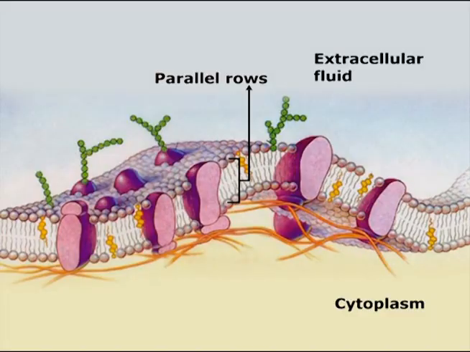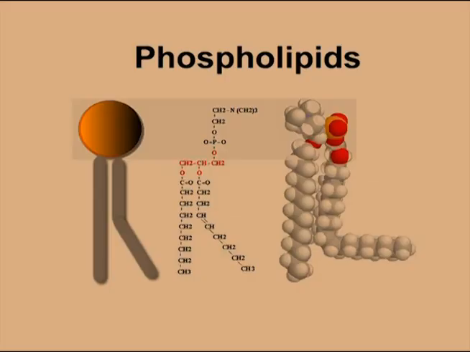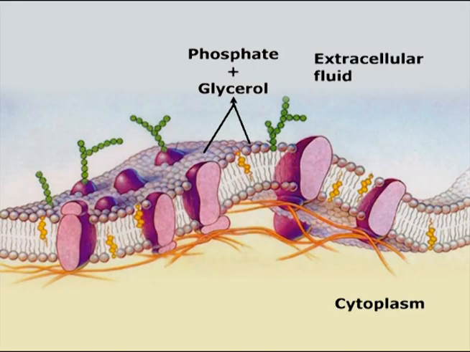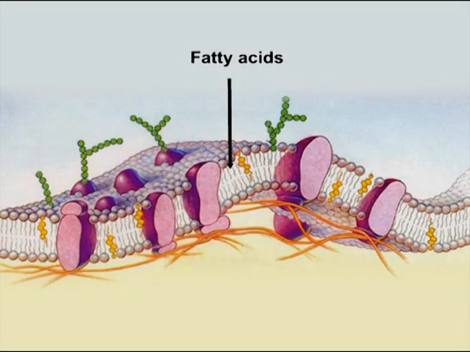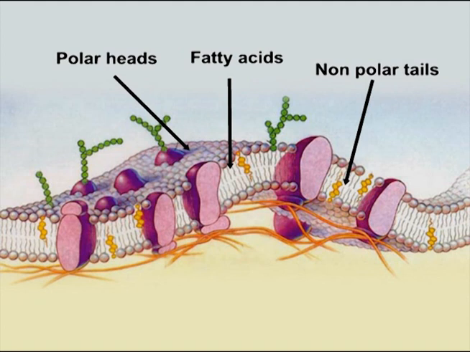The phospholipid molecules are arranged in two parallel rows, which is also called a lipid bilayer. Each phospholipid molecule contains a polar head composed of a hydrophilic phosphate group and glycerol, and hydrophobic nonpolar tails composed of fatty acids. The polar heads are on the surface of the lipid bilayer and the non-polar tails are in the interior of the bilayer.